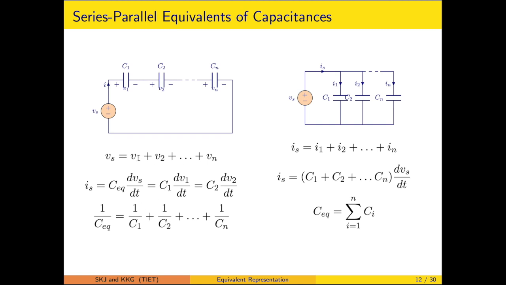Here again the concept is, in case of series the voltage division is taking place, and 1 upon C equivalent is equal to 1 upon C1 plus 1 upon C2 up to 1 upon Cn. In case of parallel arrangement the current division is taking place, that relation is dictated by the KCL, and you will ultimately end up with the simplified expression where the equivalent capacitance is the sum of all the capacitors connected in parallel.